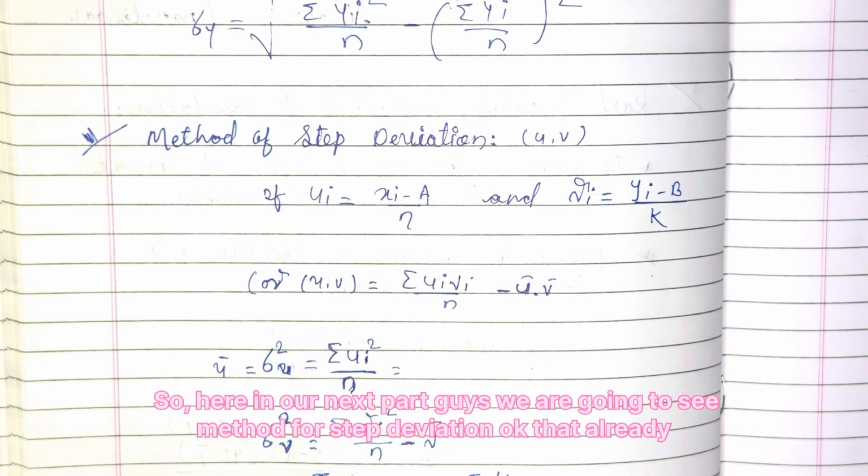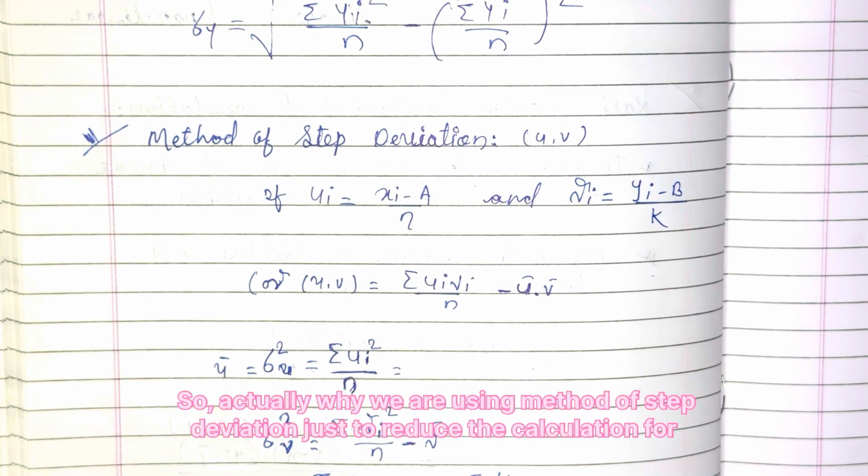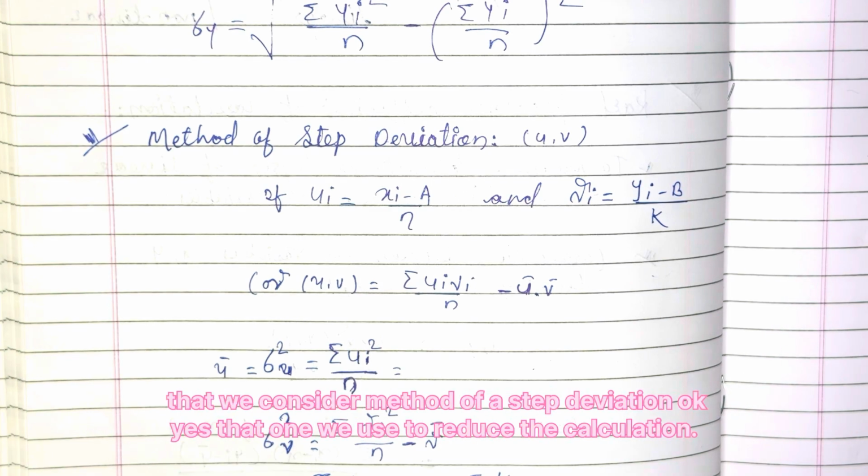So here in our next part, guys, we're going to see the method of step deviation. I already explained that method of step deviation in arithmetic mean, median, mode, and standard deviation. So why are we using the method of step deviation? Just to reduce the calculation. For that, we consider the method of step deviation. Yes, we use it to reduce the calculation.